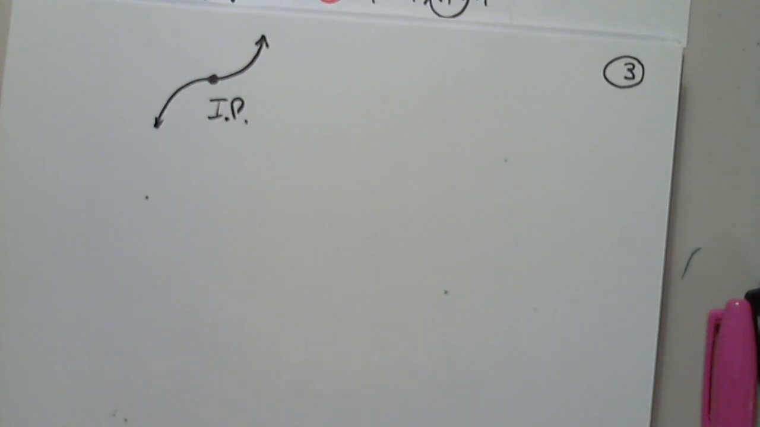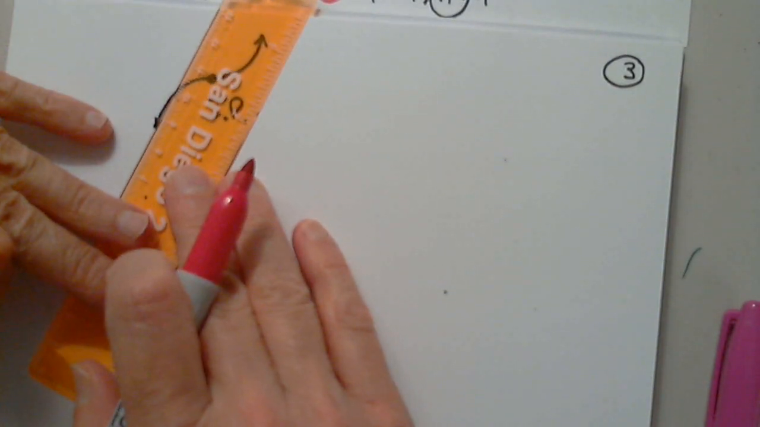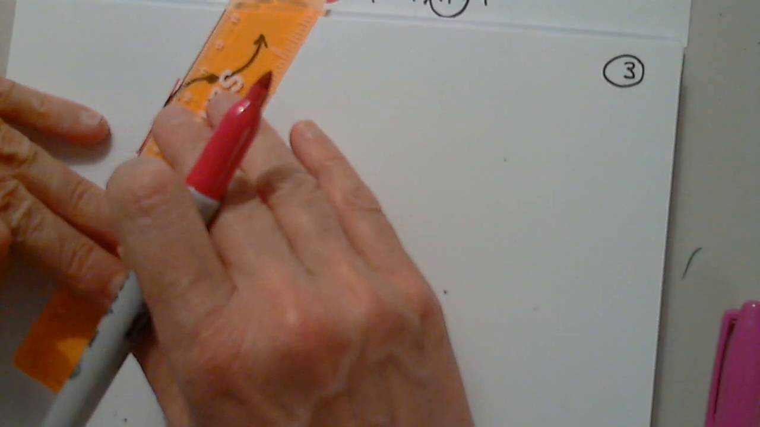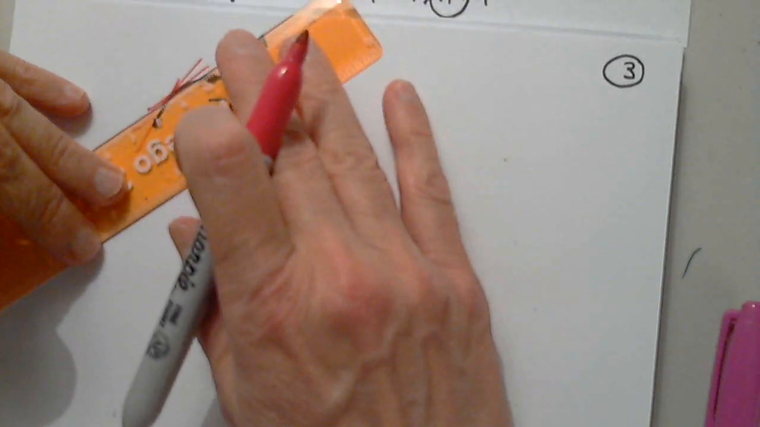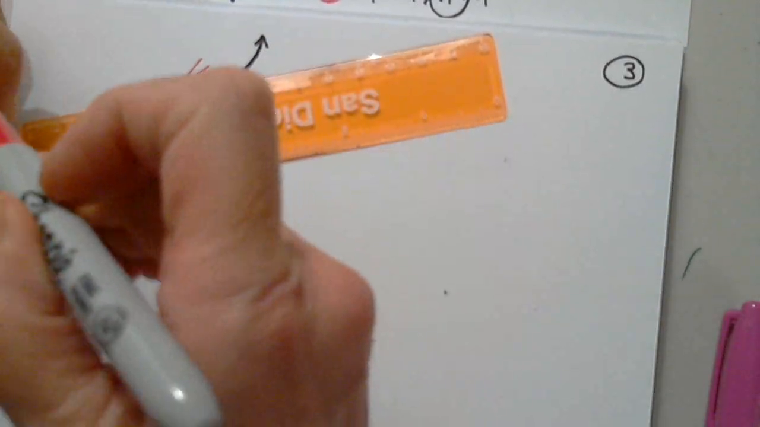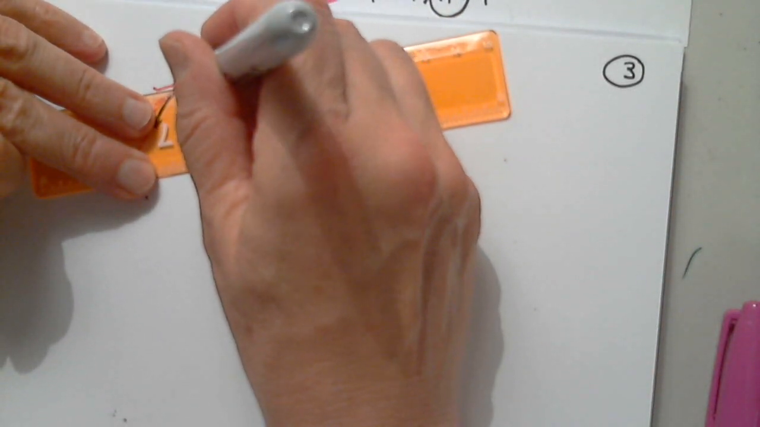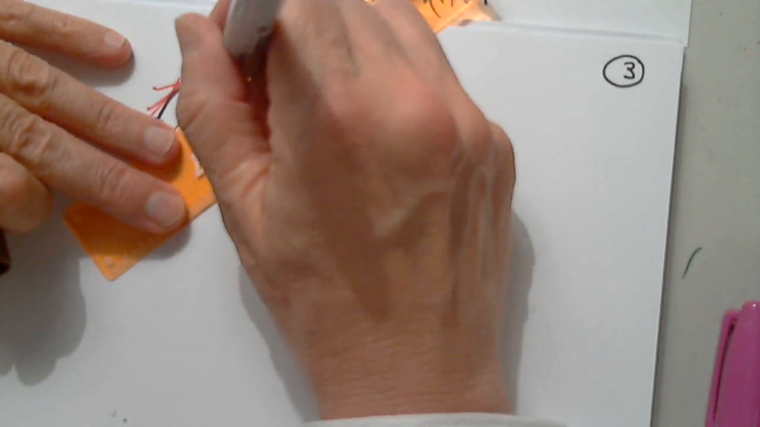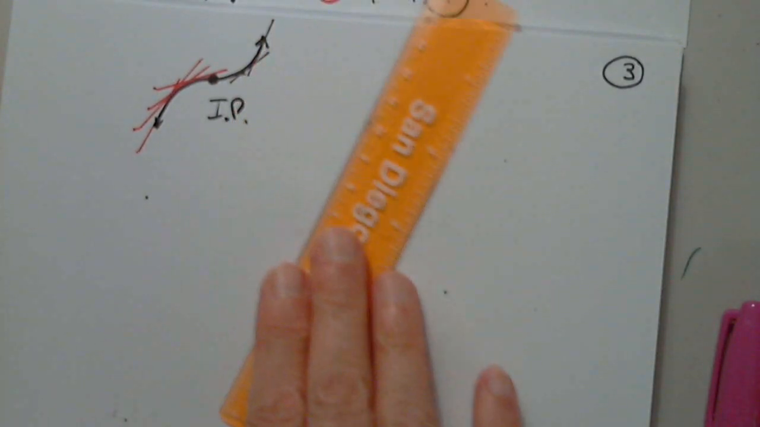Okay, so notice what happens here. This is the function, so I'm going to draw a few tangents. Here's one, here's the other, here's another, here's another. After the inflection point, I'm going to use a different color. What color should I use? This one. Okay, so let's look at the red portion.